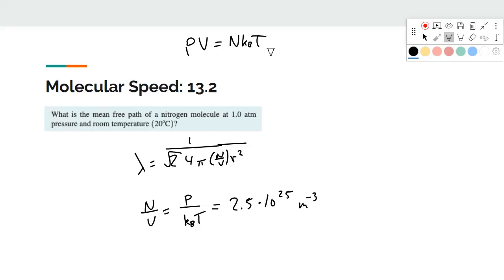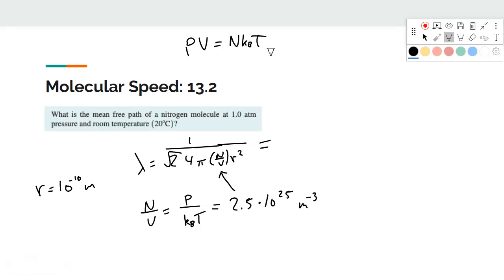So this is the number of molecules per cubic meter, but now I have to plug that into this equation for the mean free path. And the r for a diatomic molecule is roughly an angstrom. You don't need to memorize that. I'll always tell you what it is, or maybe you'll have to solve for that. But it's good to have in the back of your mind that molecules are about the size of angstroms.